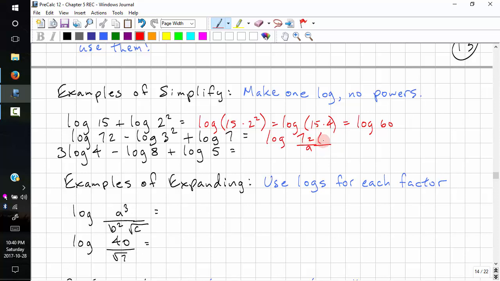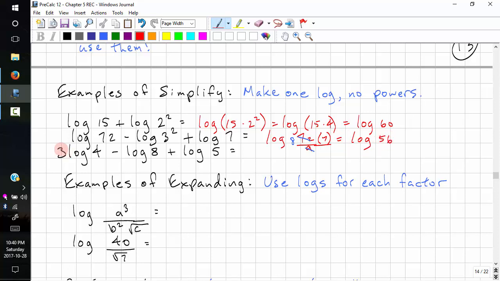And 7 goes into the numerator. Rather than multiplying, you can use mental math and do division first. Cancel, cancel. 72 divided by 9 is 8. So now we have log of 8 times 7. That's 56.